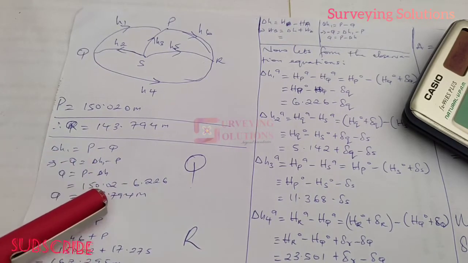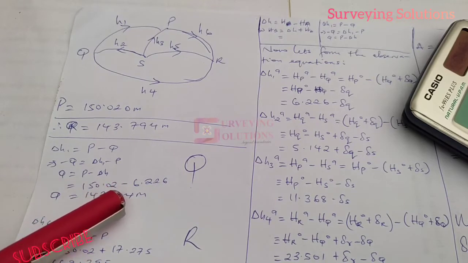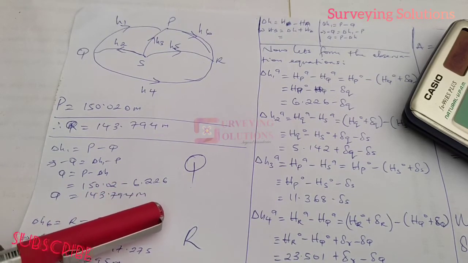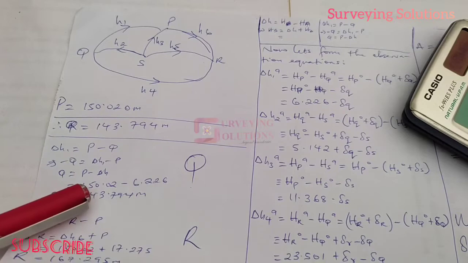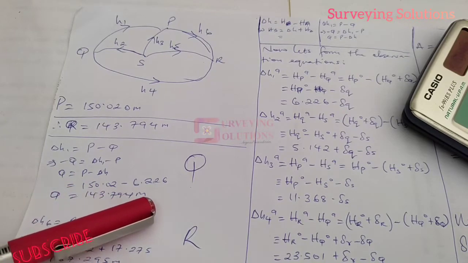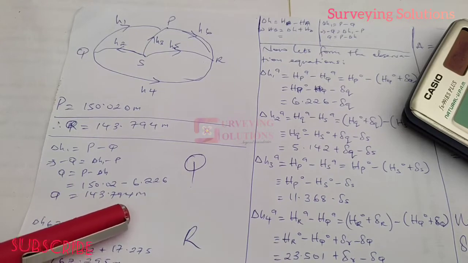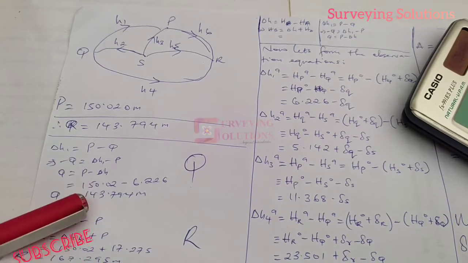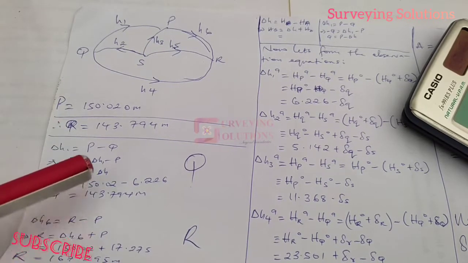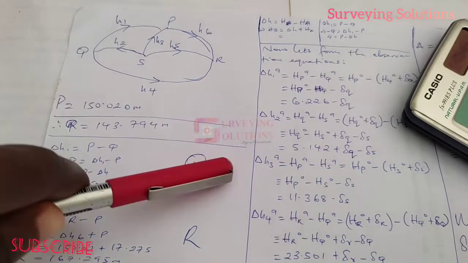You already know that our change in H1, as given to us from the question, is 6.226 meters, right? So 150.02 minus 6.226 should give you 143.794. So this is the observed, or the provisional height of Q. Are we together? So that's for Q.